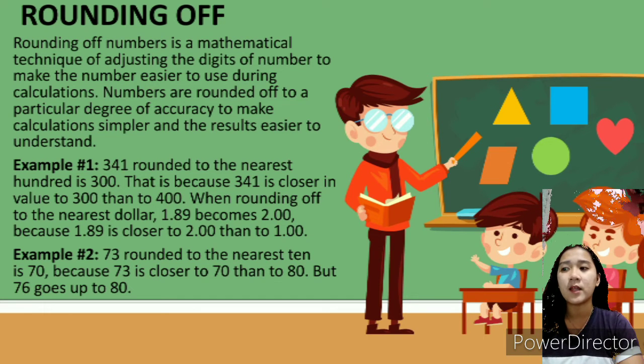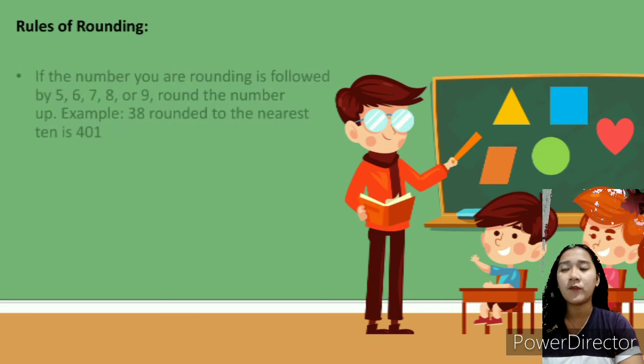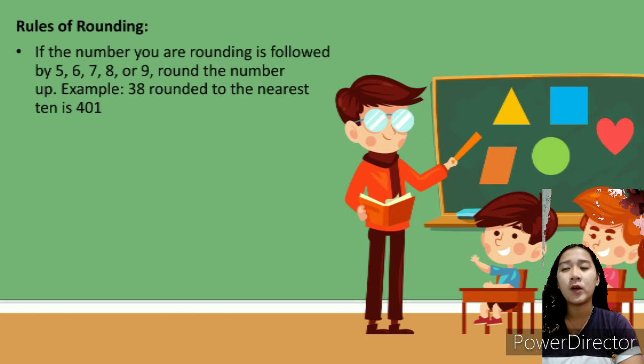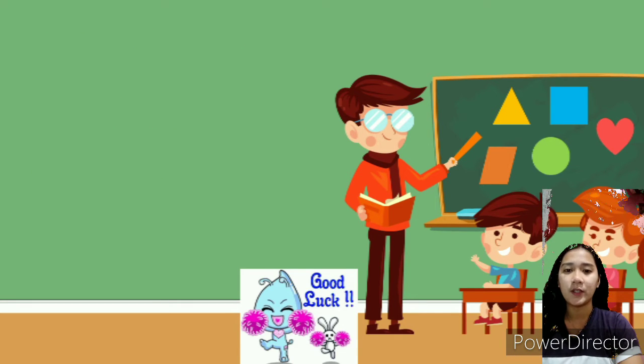The second example is 73 rounded to the nearest 10 is 70 because 73 is closer to 70 than to 80, but 76 goes up to 80. Rules of rounding. If the number you are rounding is followed by 5, 6, 7, 8, or 9, round the number up. Example, 38 to the nearest 10 is 40. If the number you are rounding is followed by 0, 1, 2, 3, or 4, round the number down. Example, 33 rounded to the nearest 10 is 30.